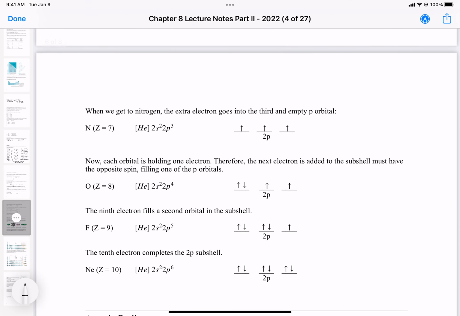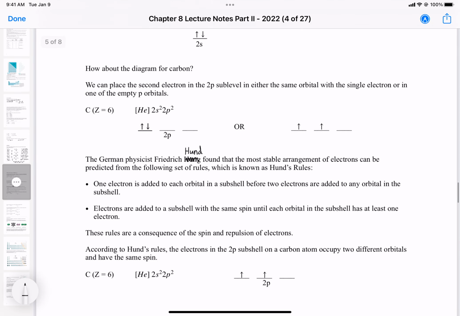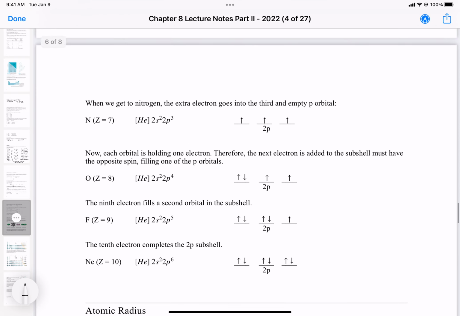When we get to nitrogen, we add another electron to the empty p orbital. When we get to oxygen, we start pairing up and filling up the orbitals of the 2p. So after filling 1 of the p orbitals, the 9th electron fills the 2nd orbital. So now we have 2 paired orbitals, and then lastly we pair the last orbital with neon. Okay, so that's Hund's rule and electron configurations. So we'll spend more time in discussion filling out these diagrams and also writing electron configurations, okay? So we'll get more practice with that.